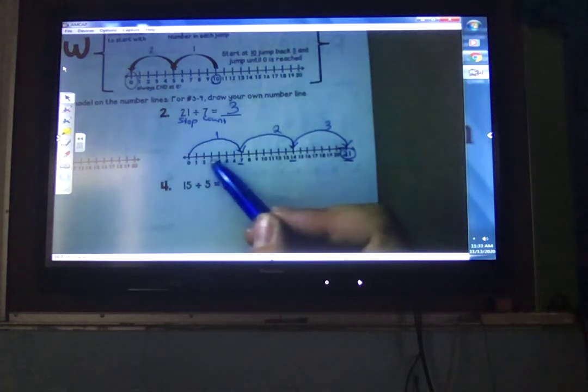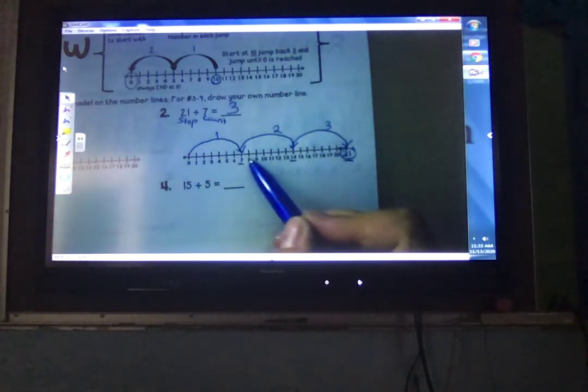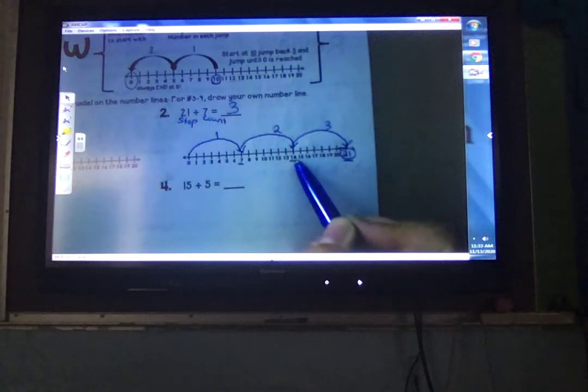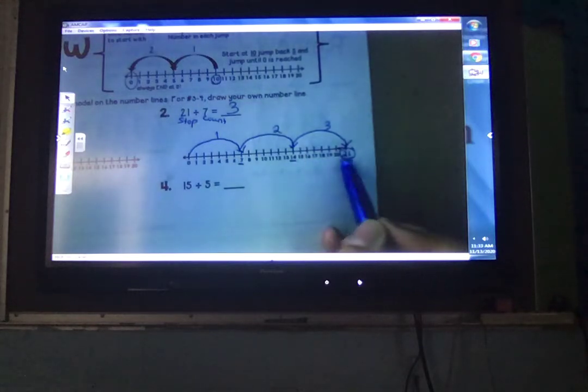1, 2, 3, 4, 5, 6, 7. I underlined it. I did 7 more: 1, 2, 3, 4, 5, 6, 7, and underlined it. I did 7 more: 1, 2, 3, 4, 5, 6, 7, and underlined it. I did not do another 7 because I made it to my stop sign. Because my dividend was 21, I'm going to stop when I get to 21.